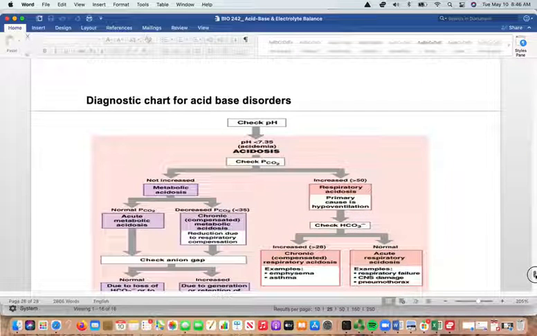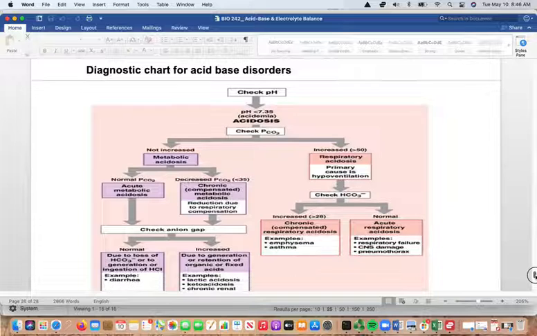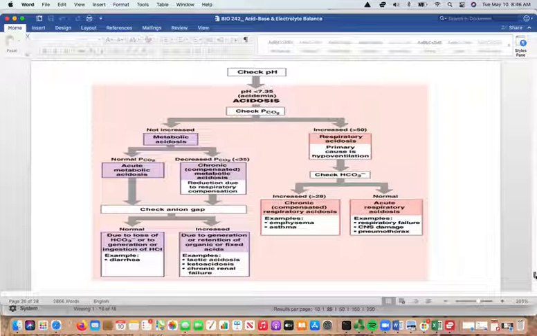So this is kind of a diagnostic chart that you can go through to help determine, okay, what am I dealing with? So if your pH is acidosis, then you can check the pressure of the carbon dioxide. If it's not increased, then head down the pathway for metabolic acidosis. If it's normal, you have acute metabolic acidosis. If it's decreased, you can have chronic compensated metabolic acidosis.